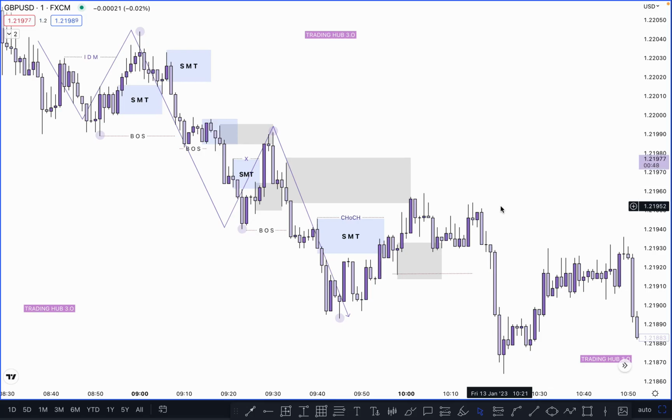Now you can see there are a lot of SMT. Why? Because people are buying here. Maybe you are not buying, or maybe you are buying here, but a lot of people are induced here to buy or sell.